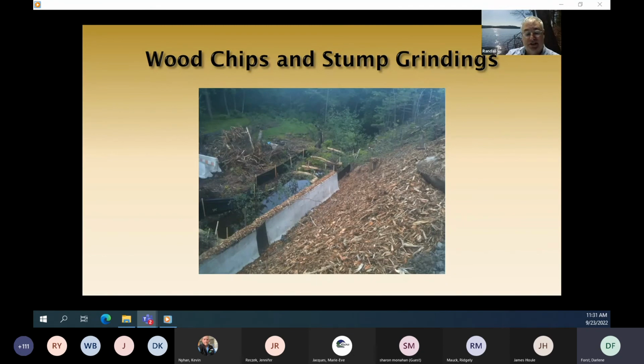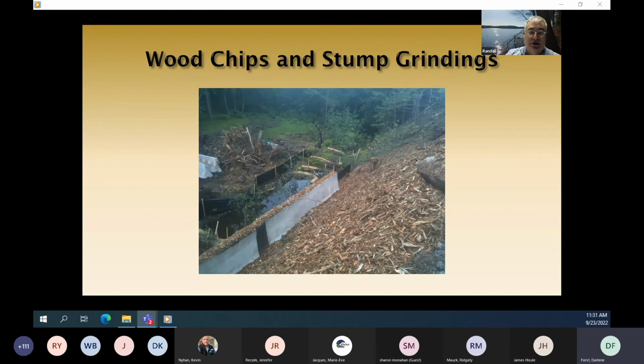There's a whole bunch of stuff going on here, but this is wood chips that were used on a construction site. Wood chips tend to be a little easier to move than stump grinding, so not necessarily the best on sites where you're going to have concentrated flows. However, if you put them in a large enough berm, they will tend to mostly hold in place and not move. And eventually, as they start to decompose and those mycorrhizae from the fungi start to go through them, they actually start to bind themselves together really well.